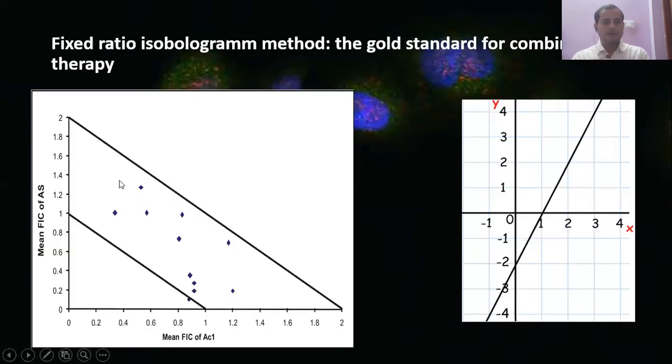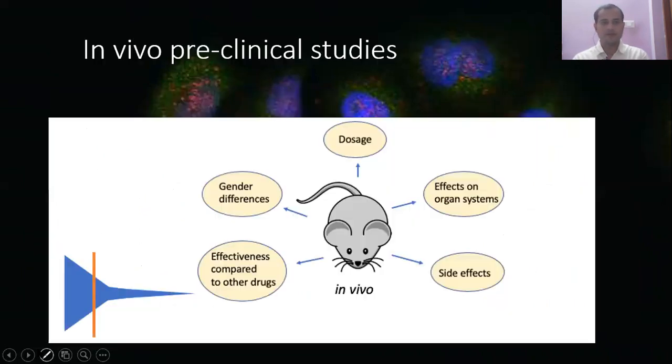Here is a typical isobologram. Here you see these dots, they show additive effect. And this particular one is a slight synergistic effect because it's below 1. This is called isobologram representation for combination therapy. And after this, they have to go to preclinical studies in mouse or monkey.